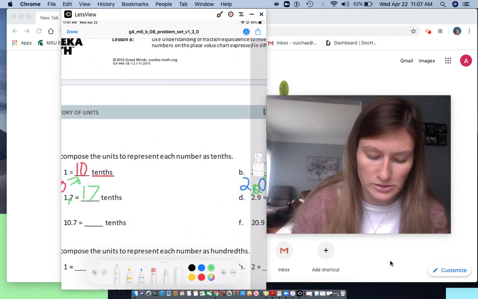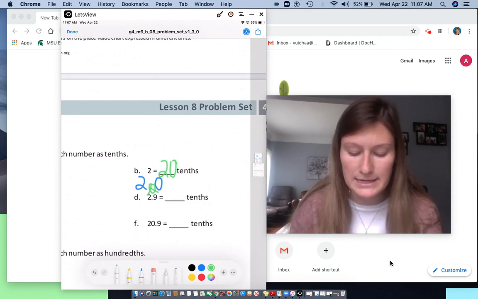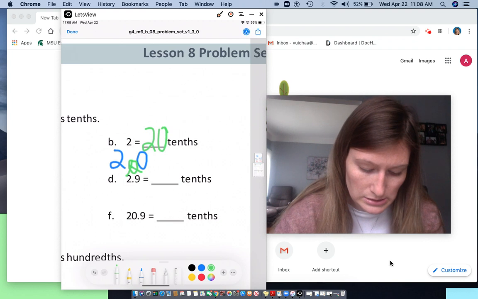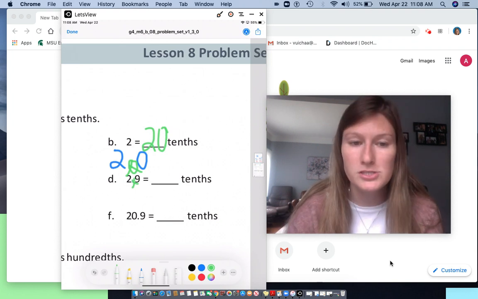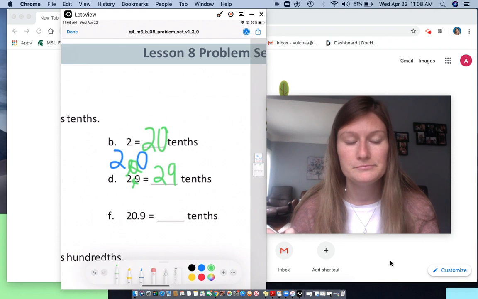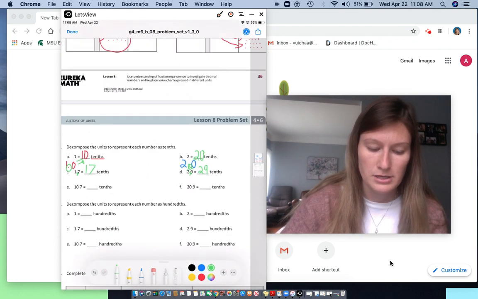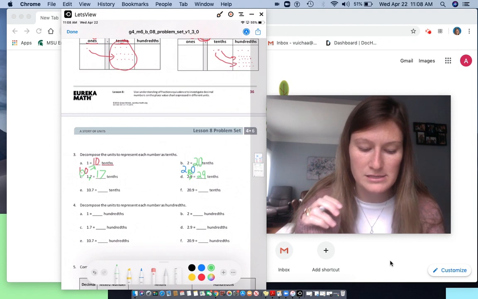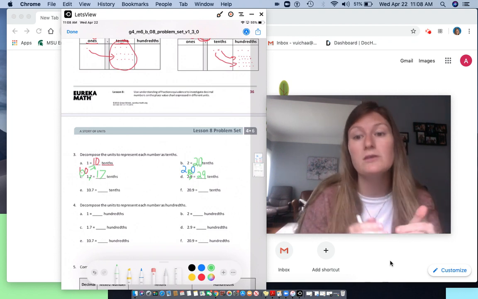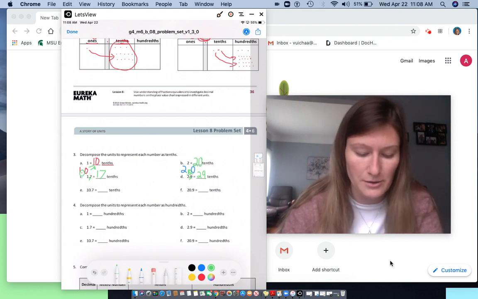Okay, let's try another one. Our last one is D. Again, 2.9. So what do you have to do? Take away the decimal. And what's your answer? 29. Okay, that is for 3A, B, C, and D. So that is simply writing it as a decimal, then taking away the decimal and finding our answer that way.